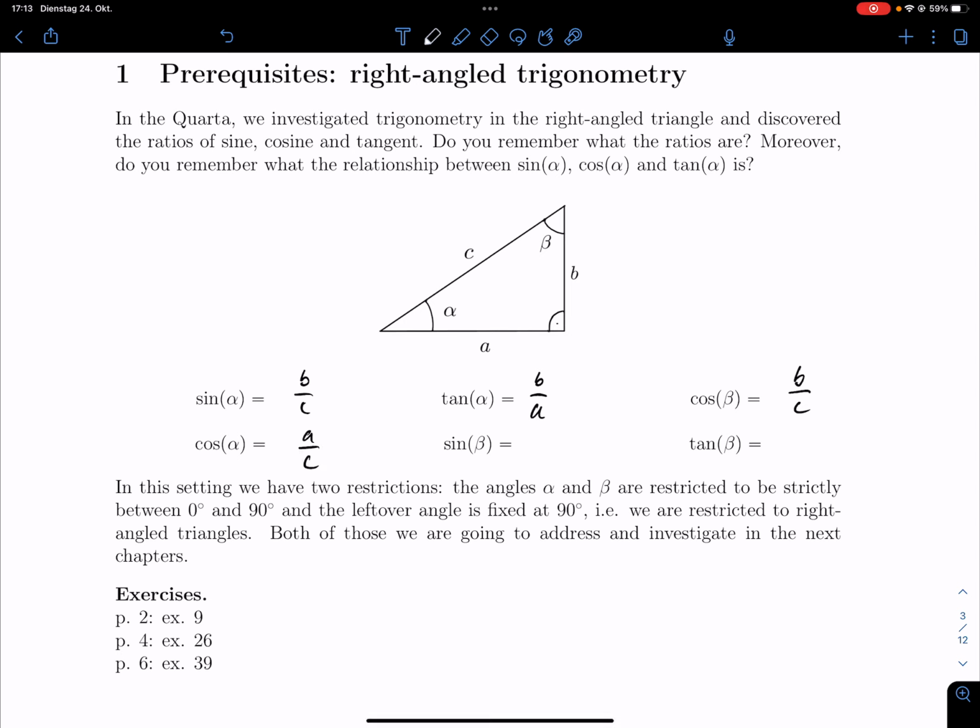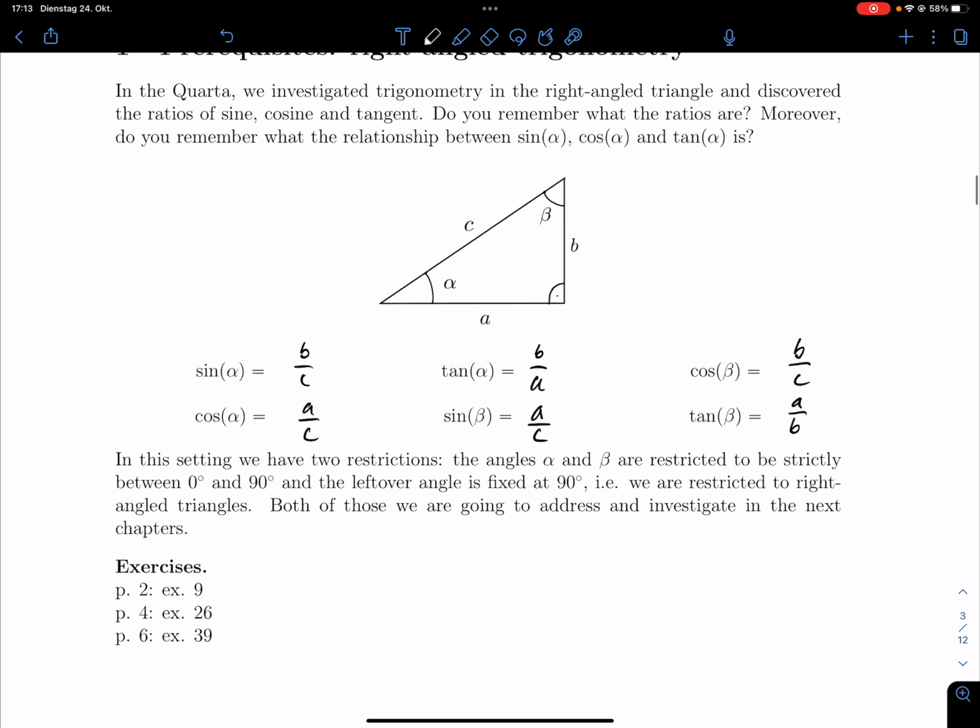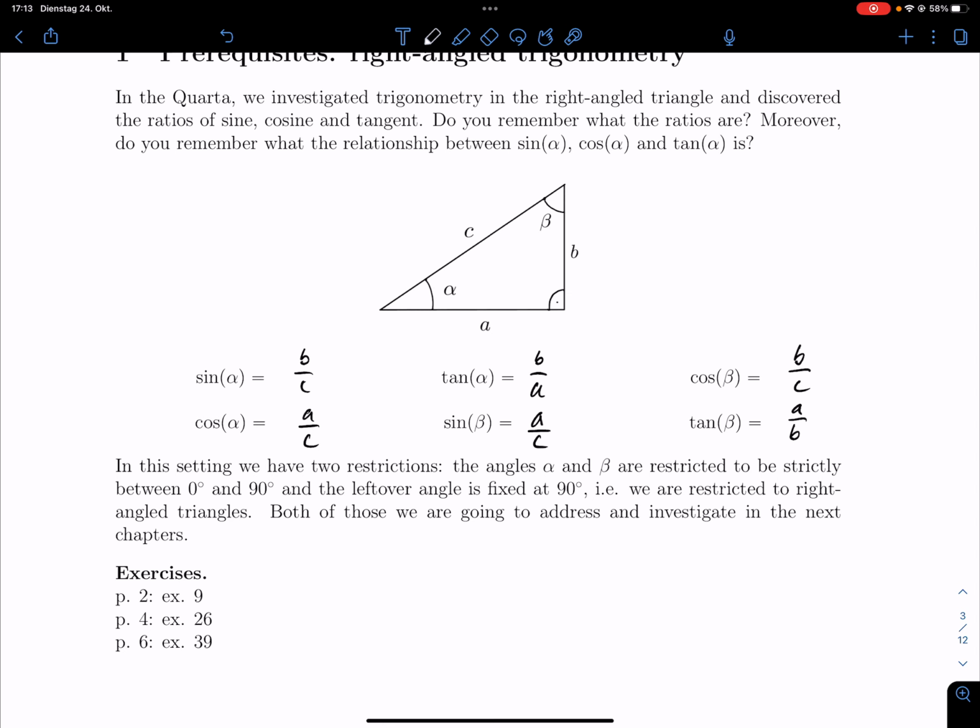Sine of beta, now the opposite of beta is a, and you just put that as a over c. And tangent of beta is opposite over adjacent again, and in this case it's a over b. Here you can play around a little bit yourself.